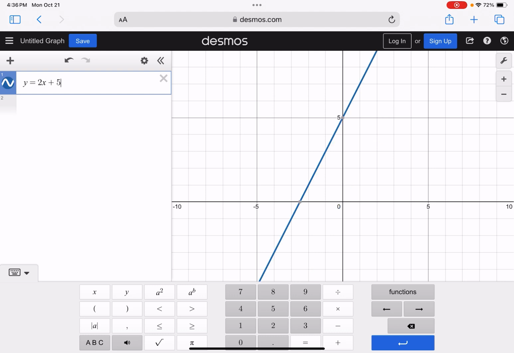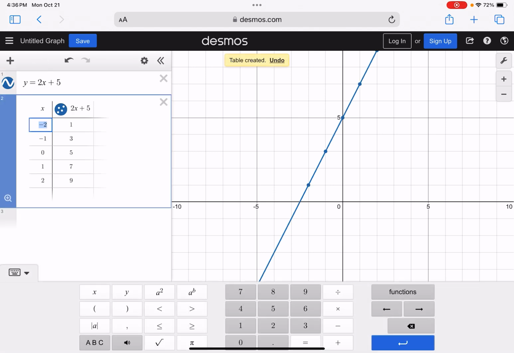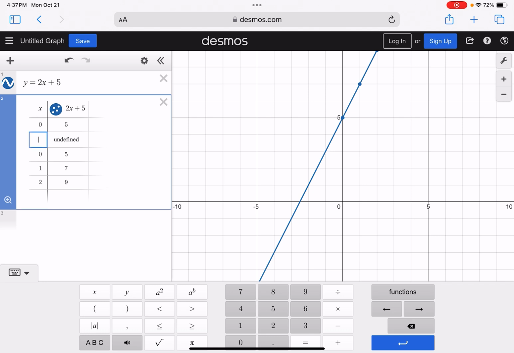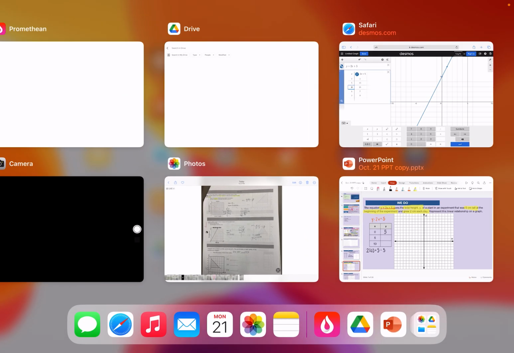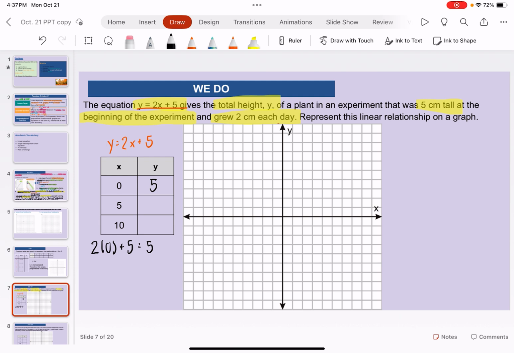And then from here, I want to make a table from this equation. So I'm going to go to settings, the gear, and then I'm going to click on table. So I have to change some of the values because our x values didn't include -2, -1, 1, or 2. So I'm going to go ahead and delete this and change it to 0 so that we can confirm that y is 5. Change this to 5, change this to 10. So now we can see that when x is 5, y is 15. When x is 10, y is 25.